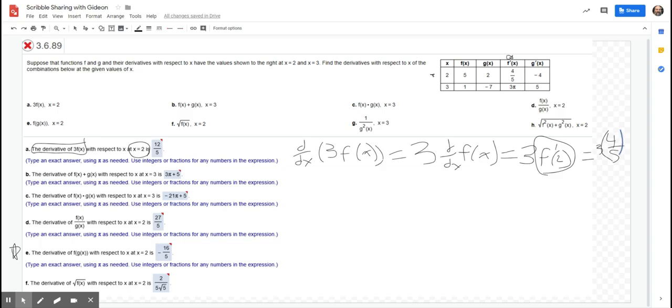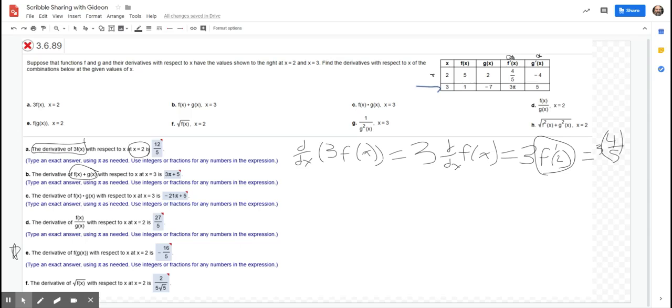Same deal here in B. What's the derivative of a sum? It's the sum of the derivatives. So you'll be taking f prime of 3 plus g prime of 3. How are you going to figure out f prime and g prime of 3? Well, f prime and g prime on the table, and use 3 for the row. F prime of 3 is 3 pi, g prime of 3 is 5. So that's where the 3 pi and the 5 come from.